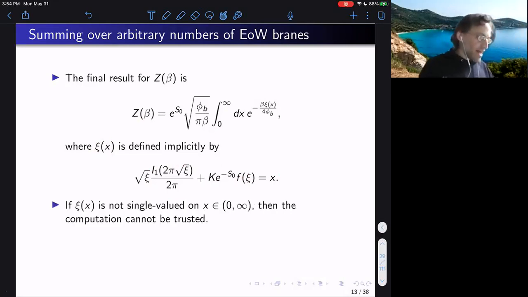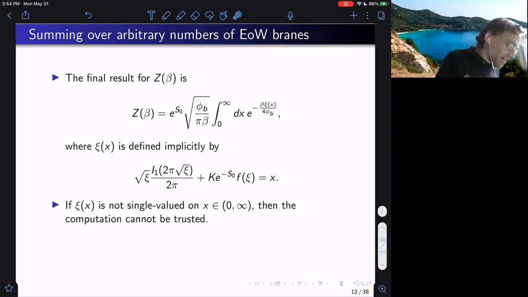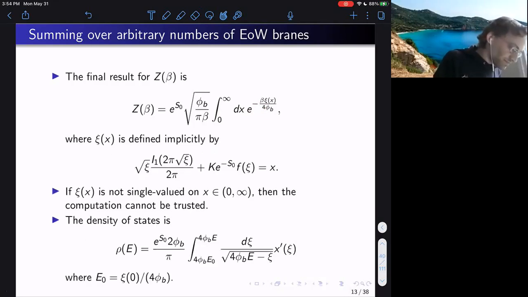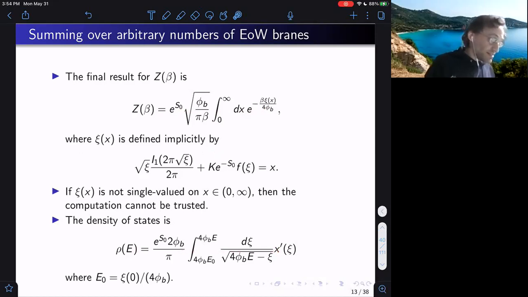So if it happens to be the case that this function xi of x is not single valued as x goes from 0 to infinity, which could be the case because it was defined implicitly, then it turns out that the computation can't be trusted. And indeed, this answer wouldn't even make sense anyway. So we have to make sure that we're always in this regime. And once I have the partition function here, I can do an inverse Laplace transform to get the density of states. And the key point is that the 0-point energy of the spectrum depends on the value of xi at 0.